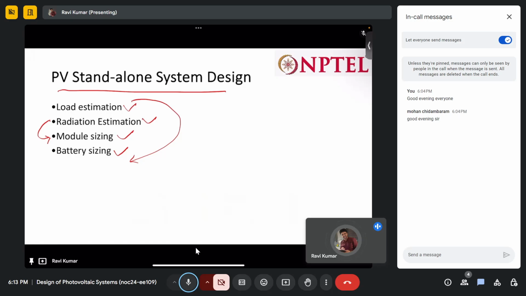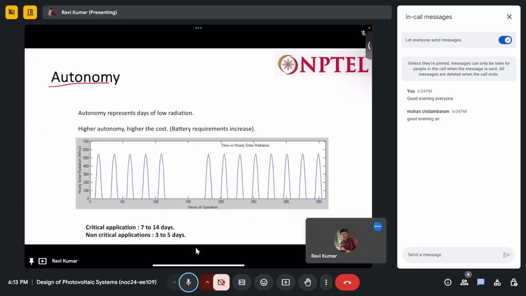One more important term is the autonomy. We don't have any place in India where we can say there will be no cloud, or that there will be sunlight each and every day without fail. That is not the case. Sometimes it's the rainy season, sometimes there is unexpected rain or unexpected clouds. So we need to consider some days in between at which we assume that our solar system will not work, and that is known as the autonomy. So this autonomy represents the days of low radiation.